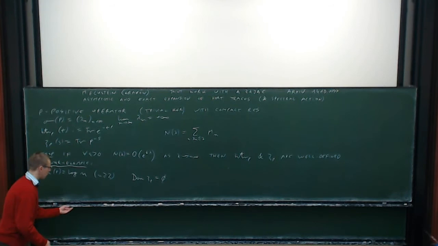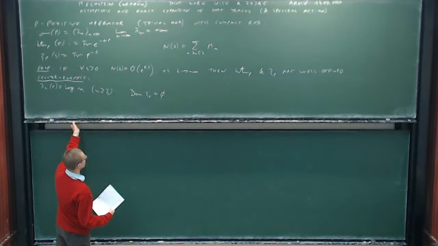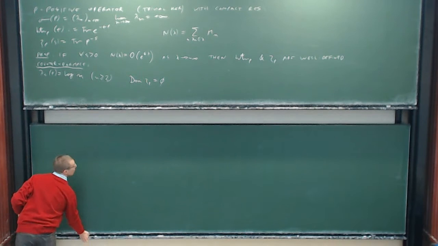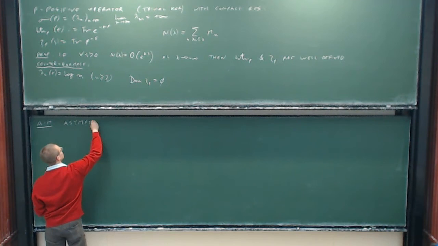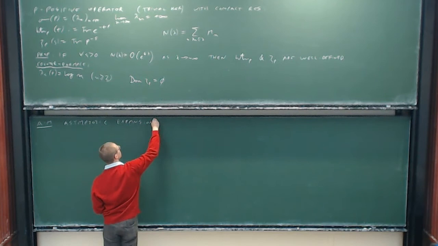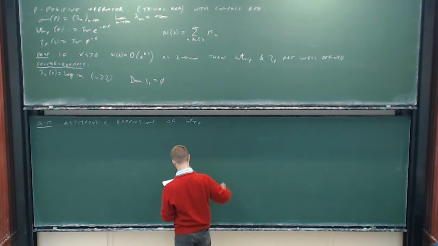And now what we are interested in, the aim, is the asymptotic expansion of the trace of e to the minus tP as t goes to zero.